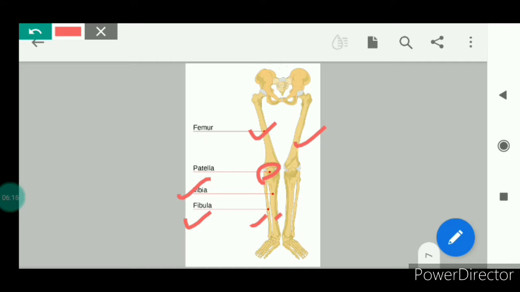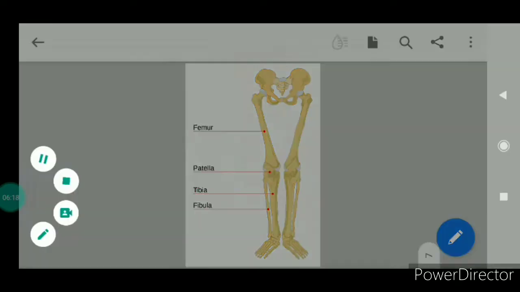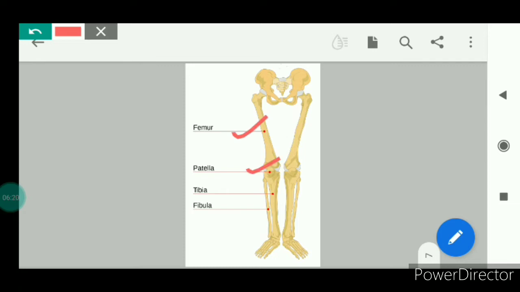Let's revise one more time. Bones of the human leg: femur, patella. In the lower leg there are two bones, tibia and fibula. So this was all about the bones of the human leg. I hope the appendicular skeletal system is clear.